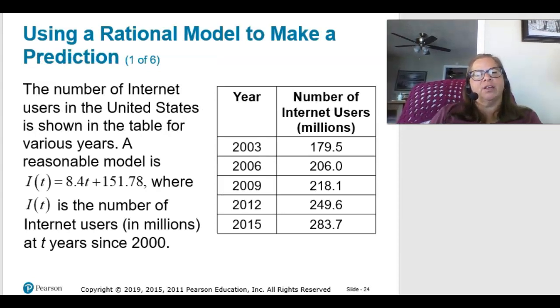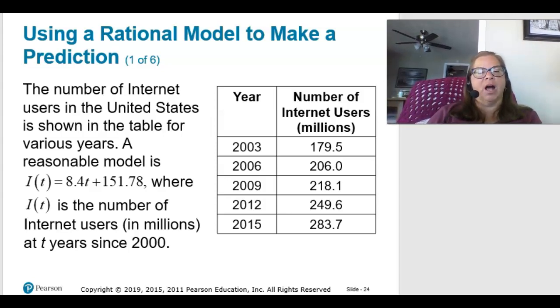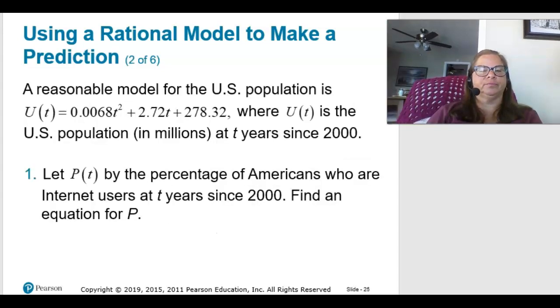This is the number of internet users in the United States shown for the various years. A reasonable model would be I of t equals 8.4 times t plus 151.78. Remember, I of t is the number of internet users in millions since the year 2000. A reasonable model for the total population in the United States is 0.0068 t squared plus 272t plus 278.32.